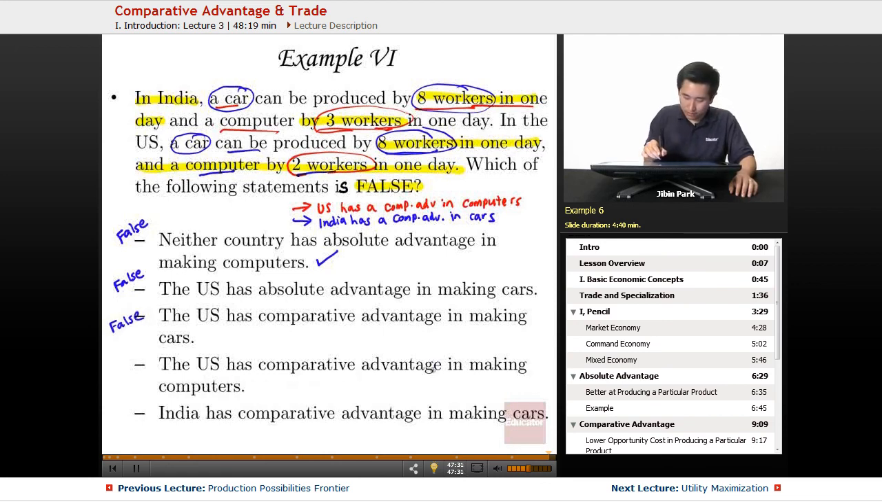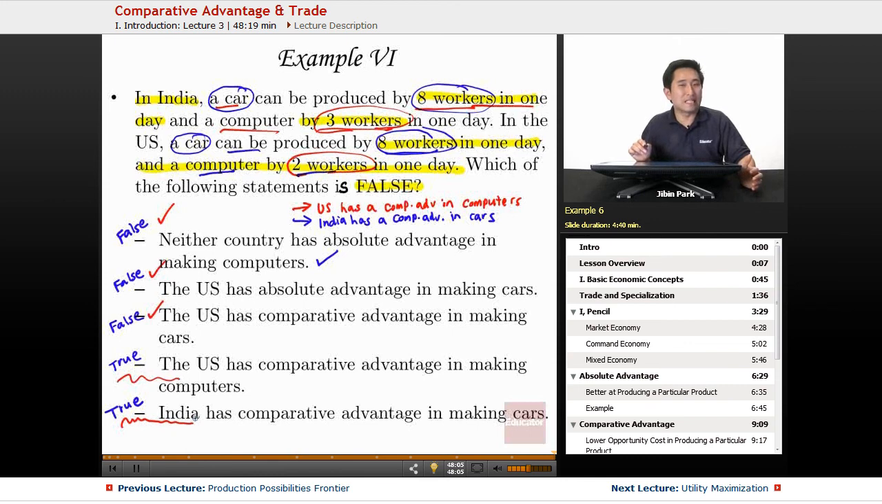The US has comparative advantage in making computers. That is absolutely true. And India has comparative advantage in making cars. That is also true. India has comparative advantage in making cars. Okay, that is also true here. All right. So actually this example, which of the following statements is false here? What you have here is that this here is the false statement, this here is the false statement, this here is the false statement, but these are true statements here.